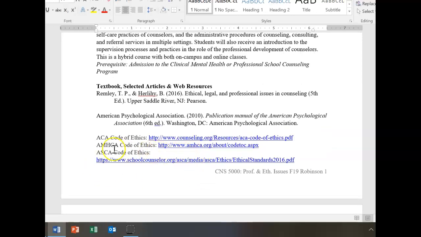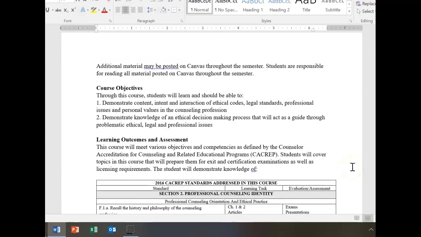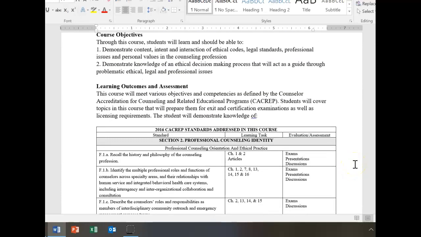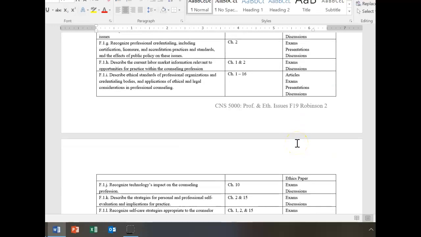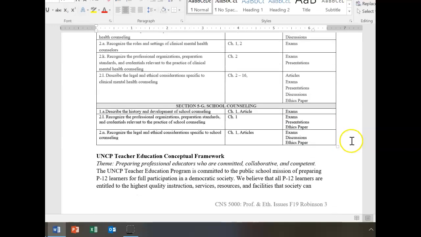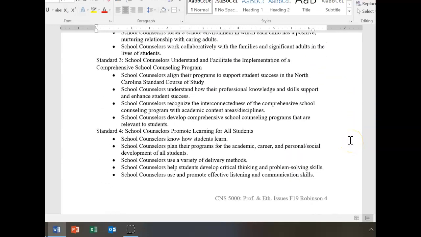Here's some other resources: ACA Code of Ethics, AMHCA Code of Ethics, ASCA Code of Ethics. We'll get into the difference between ACA, AMHCA, and ASCA, but you will need to reference all of those things. Objectives and learning outcomes. This aligns with the CACREP standards that we cover in this course. I'm not going to read all these things, but you can see here how we cover all of the 2016 standards.